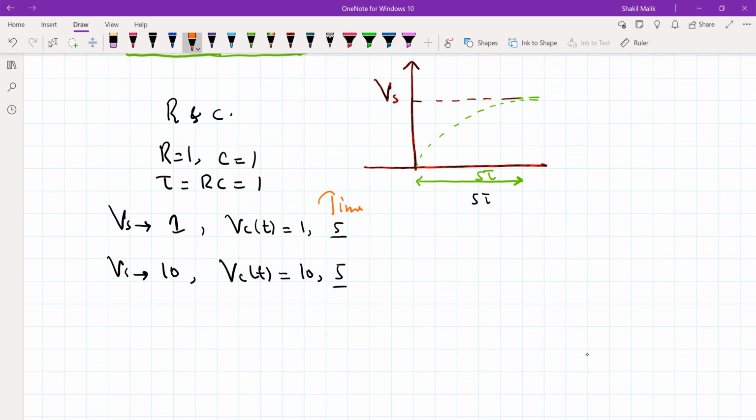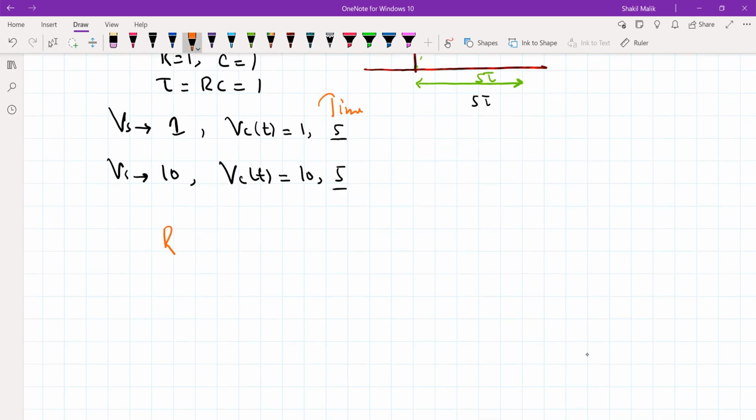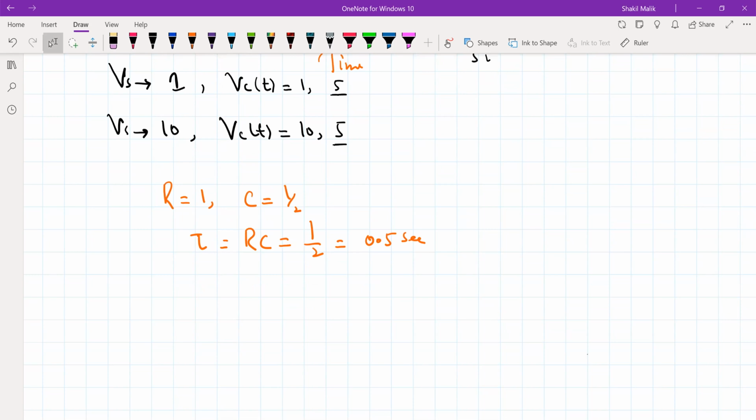Now, if I say, for simplicity, R is 1, C is equal to 1 by 2. What's the time constant here? Time constant is RC, that's equal to 1 by 2, so the time constant is equal to 0.5 seconds. So how much time should it take to reach the final value? If Vs is 1 volt, Vc should be approximately equal to 1 in 5 time constants. 5 multiplied by tau is how much? 5 times 0.5, so in 2.5 seconds, it should reach the final value.